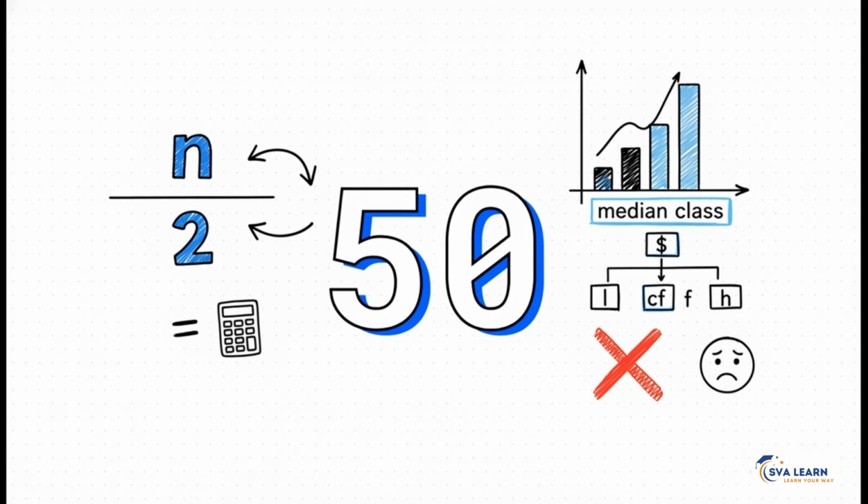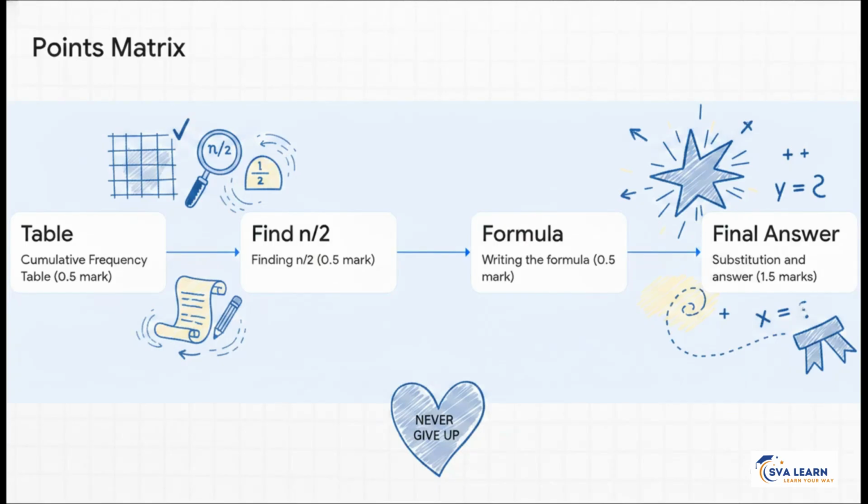If you rush and get this wrong, well, all your subsequent values, your l, cf, f, and h, they'll all be completely wrong. Just look at this exact points matrix for a median question. Table, half mark. Finding n over 2, half mark. Writing the formula itself, half mark. Proper substitution in the final answer, 1.5 marks. This proves that even if exam pressure hits and you totally mess up the final decimal division at step 4, you still walk away with 1.5 marks. Never, ever give up on a statistics question halfway through. The steps are literally worth gold.